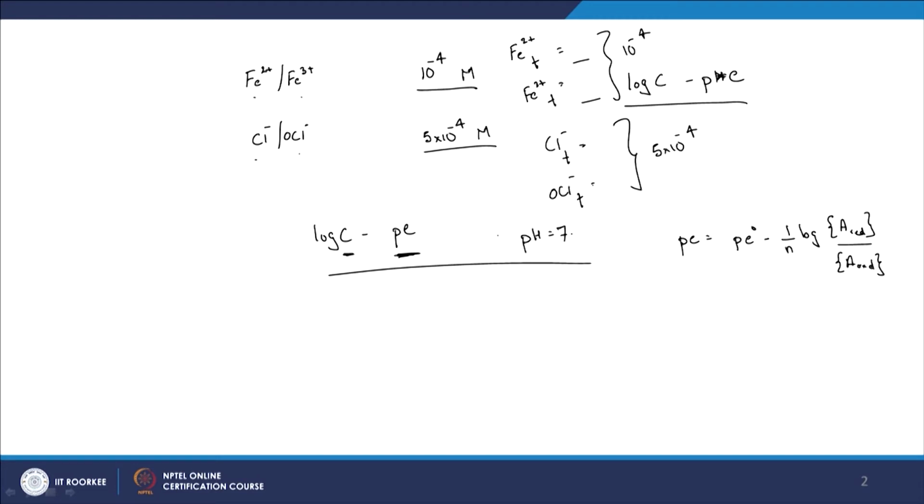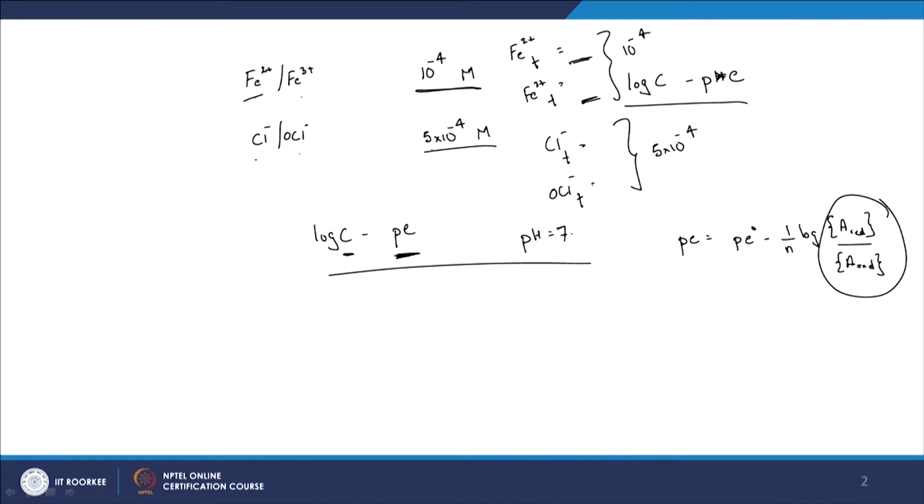Even if you give the individual concentrations, for a particular pe you will only have one particular ratio of your reduced to oxidized forms. So it does not make much sense, at least initially, to give the Fe2+ and Fe3+ concentrations independently. You can, but as you see from here, for a given pe value you will always have a particular ratio of the reduced to the oxidized forms, and thus it does not really need to be taken into account here. So these are what I am going to plug in: 10^-4 for Fe2+, 5 x 10^-4 for Cl-, and let us try to understand the system.